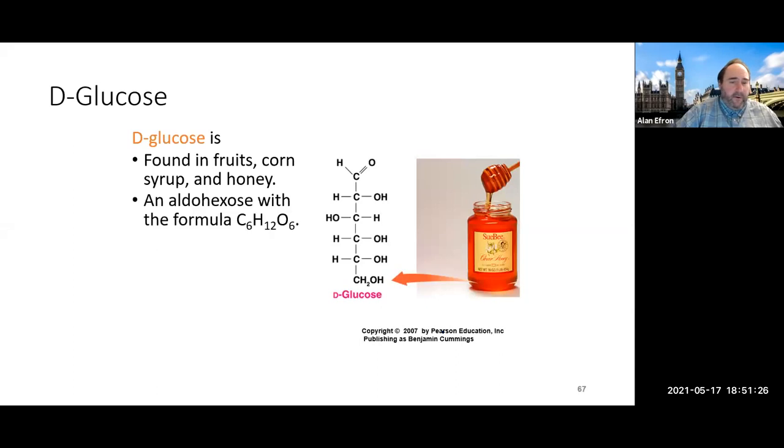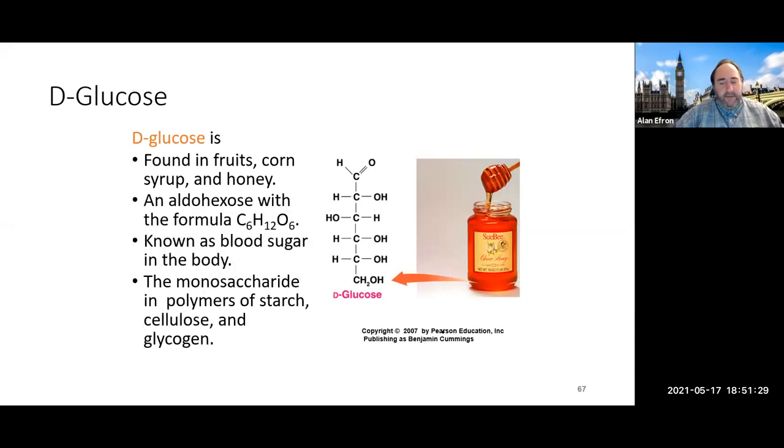So let's talk a little more in depth about D-glucose. As I mentioned before, you need to be able to recognize the structure if it's provided to you. It's found in fruits, corn syrup, and honey. As we saw a second ago, it is an aldose and a hexose because it has 6 carbons. C6H12O6 is also known as blood sugar in the body. It is the monosaccharide in things like starch, cellulose, and glycogen, which we will talk about a little later in this chapter as well.